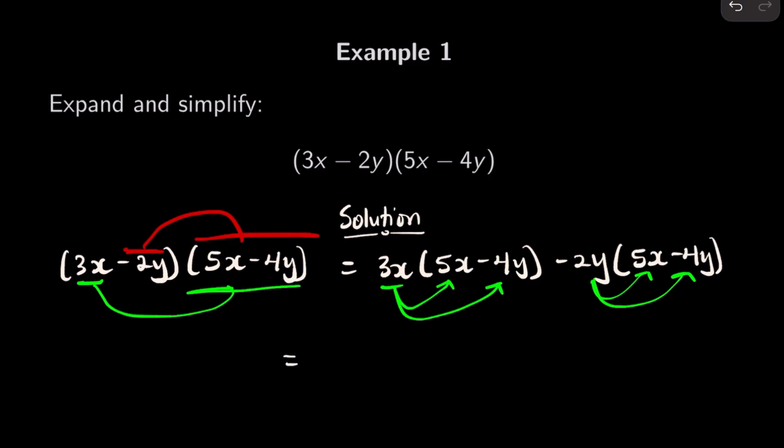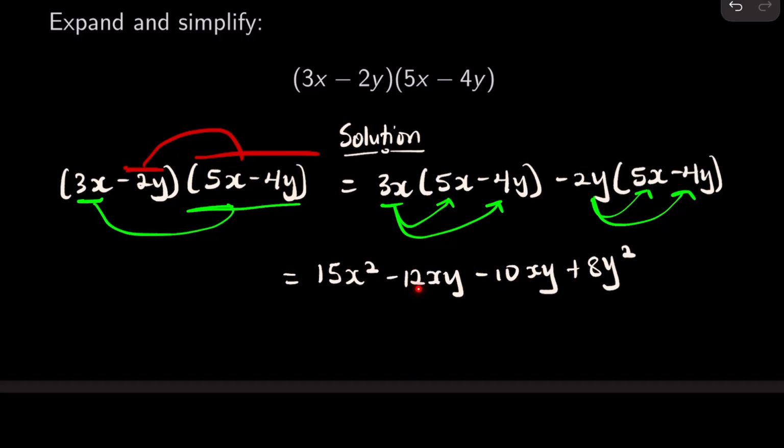So you're going to have this equal to 3x times 5x, which gives you 15x squared, and also 3x times minus 4y. 3 times minus 4 will be minus 12, so you have minus 12xy. Also, we have minus 2y times 5x, so you're going to have minus 10xy. And lastly, minus 2y times minus 4y. So minus minus will be plus, so you're going to have plus 8y squared.